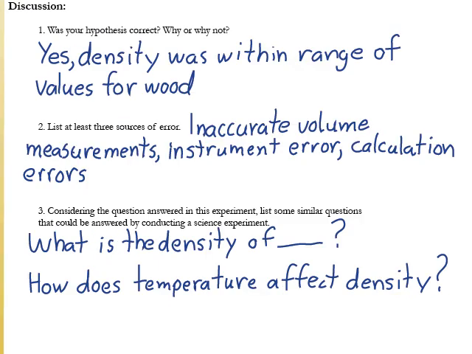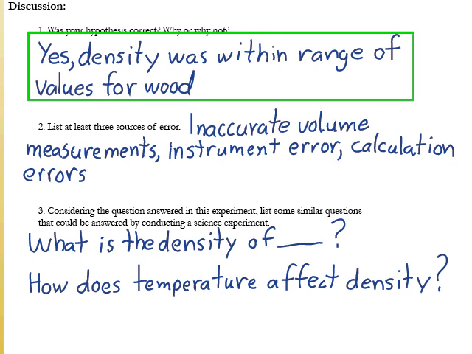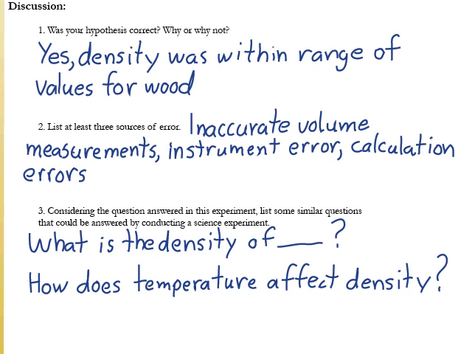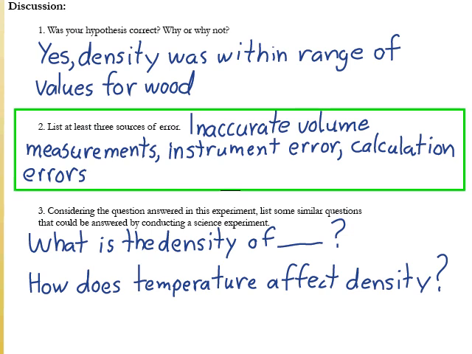Okay, let's look at the discussion. Was your hypothesis correct? Yes, the density was within the range of values for wood. I was kind of on the low end of the range that I had, but it was within the range. And then some sources of error here include inaccurate volume measurements, instrument error, and errors in calculating volumes and densities. So those differences we had in our geometry and water displacement methods for figuring out the volume, there's obviously some inaccuracies there because of the differences that we obtained.